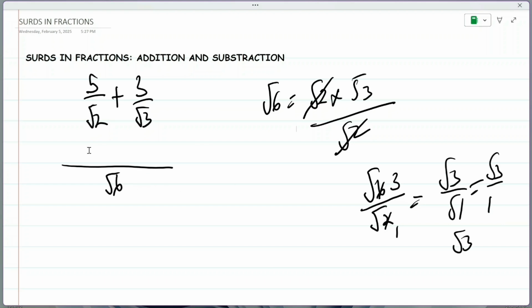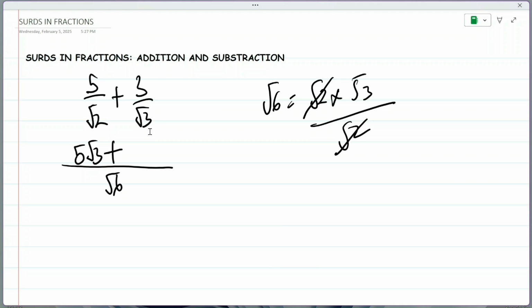So the result, which is square root of 3, you multiply it by the numerator, the number on top of it. That's 5. You have 5 times square root of 3, that's 5 root 3. So this is 5 root 3. We drag down this plus, then we have square root of 6 divided by square root of 3.